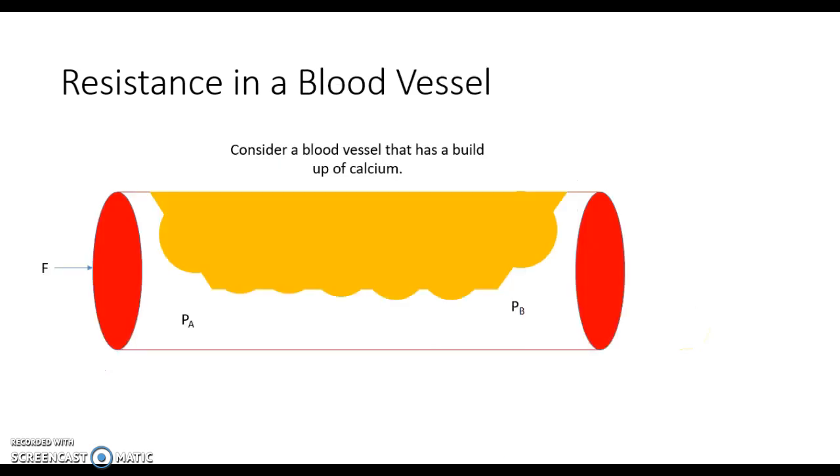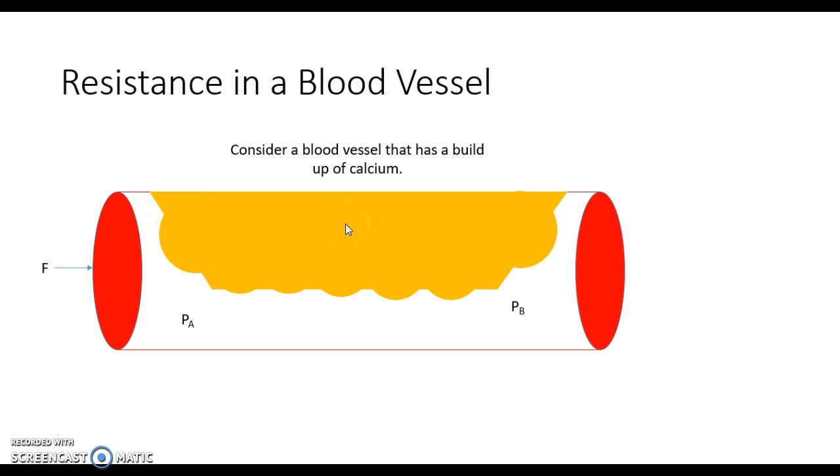Okay, so that was an example of just the circuit that we set up in class. Now let's take a look at how we can take that information and relate it to what's going on in the body and the cardiovascular system. In this case, we have a blood vessel, or part of a blood vessel, and inside this blood vessel we have a buildup of calcium. The calcium is represented by this yellow area here.